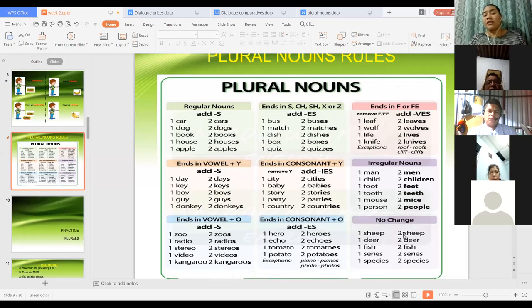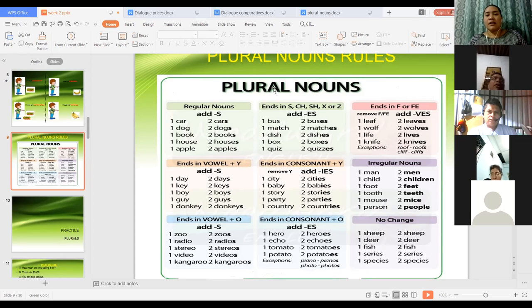And then we have another column, which is no change. In the no change, it means that the plural is the same. For example, sheep, that it will be the ovejita, right? Deer, which is the venado. Fish as well. Cereals as well.